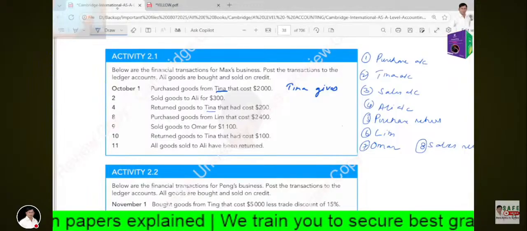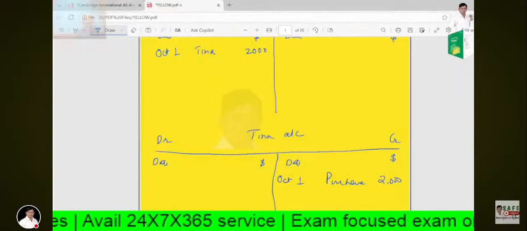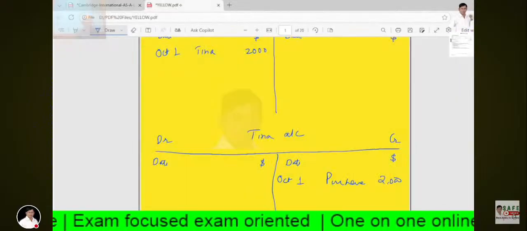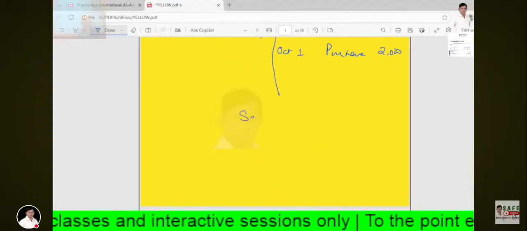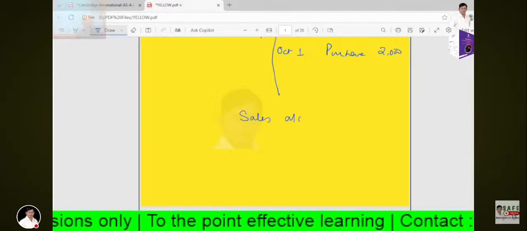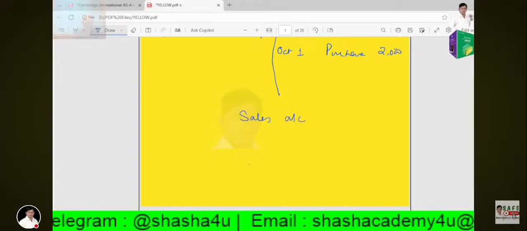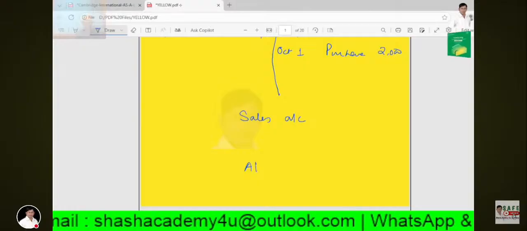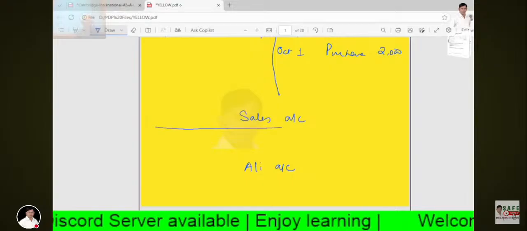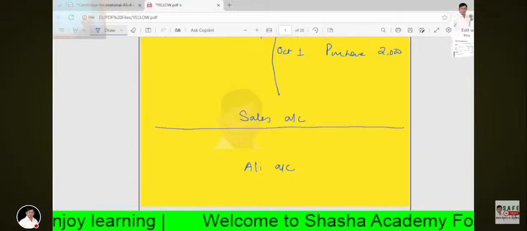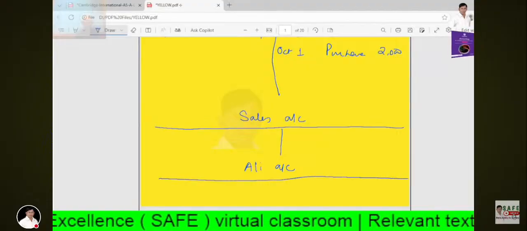sold goods to Ali for $300. So sold goods to Ali. So now we have to prepare sales account and Ali account. Sales account and Ali account.